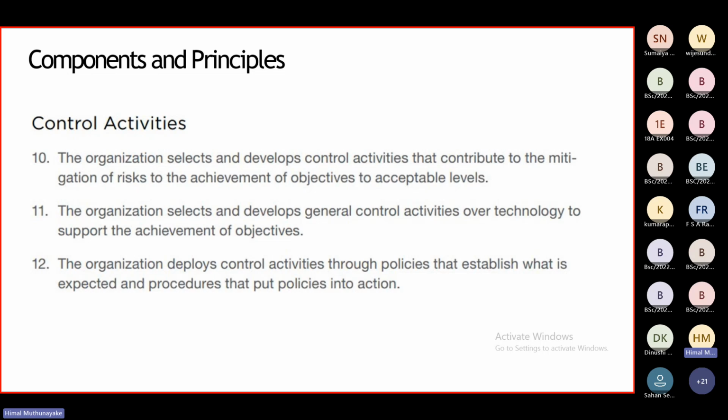The organization selects and develops control activities that contribute to the mitigation of risks to the achievement of objectives to an acceptable level. Right? Organization එක select කරන්න ඕනේ සහ develop කරන්න ඕනේ control activities. හරි. Internal control එක select කරලා ඒක develop කරන්න ඕනේ. ඒ develop කරපු හරි select කරපු හරි control activity එක contribute කරන්න ඕනේ risk එක mitigate කරන්න acceptable level එකට.